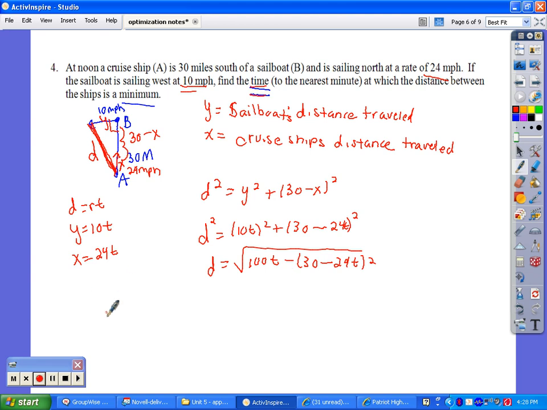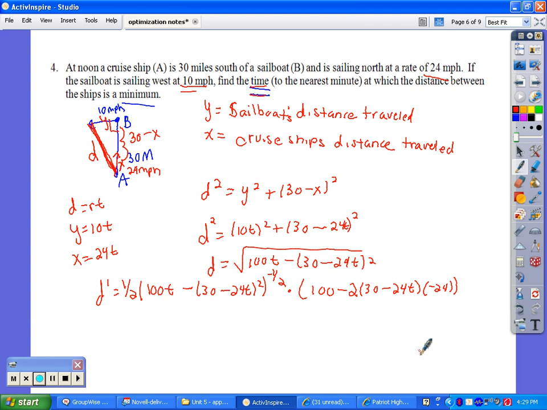So I need to take the derivative to find out the critical points. So I need to use chain rule with 1/2. So my outside's 1/2. Keep the inside the same, raised to the negative 1/2, times the derivative of the inside. So the derivative of 100t is 100. And then I need to either square this or use chain rule again. So I'm going to use chain rule again. So I'm going to bring down the 2, keep the inside the same, and I'm going to multiply by negative 24, which is the derivative of the inside. Okay, so this is my long derivative, and I need to simplify it.